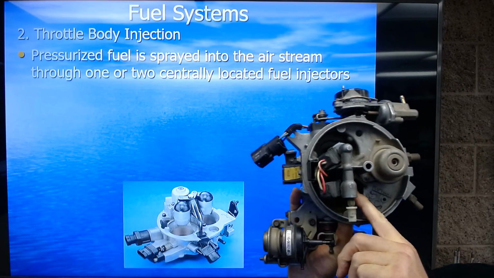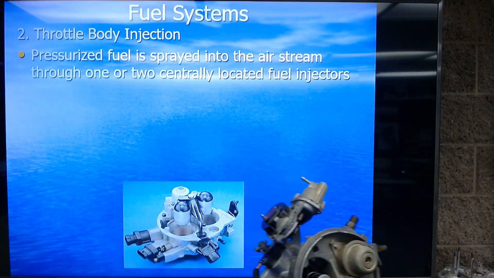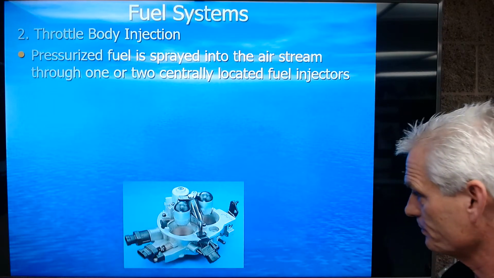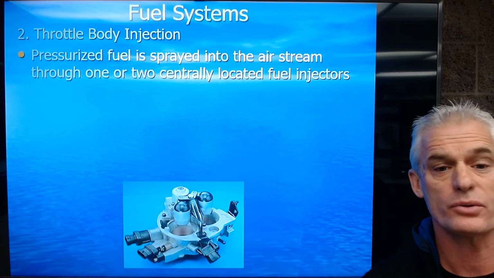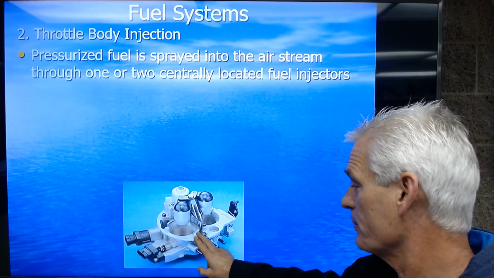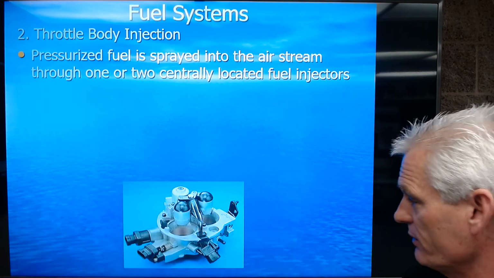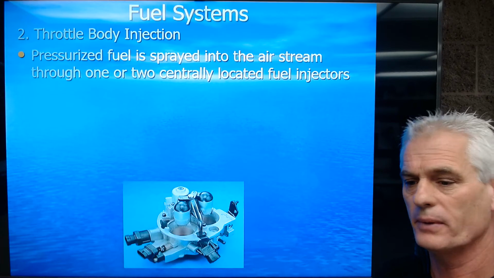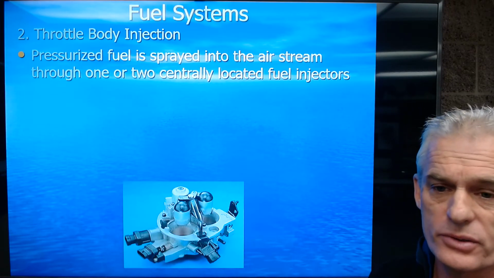It's got a fuel injector there, and it's got a fuel injector there. So there's 2 fuel injectors. And it says pressurized fuel is sprayed into the airstream through 1 or 2 centrally located fuel injectors. This one happens to be made by Holley for General Motors. That's, I believe, the GM 2-barrel throttle body unit that's on my 92 Suburban. Okay.